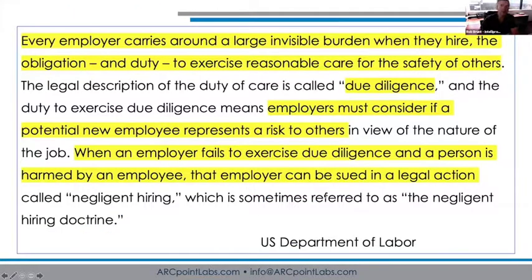Okay, so here in the yellow, these are the parts that you really want to zero in on. Every employer carries around a large invisible burden when they hire: the obligation and duty to exercise reasonable care for the safety of others. It's called due diligence. Employers must consider if a potential new employee represents a risk to others. If they fail to exercise their due diligence and a person is harmed by an employee, that employer can be sued for legal action. That's where we had that stat at the very beginning. That's the US Department of Labor.